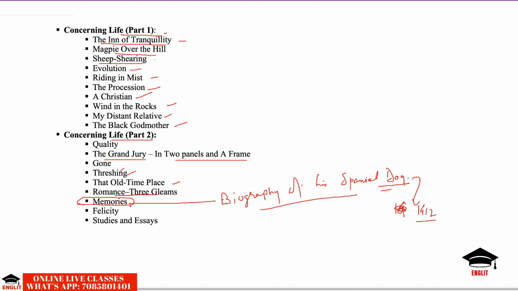This piece of literature or non-fiction is very much loved by all the dog lovers around the world. Nevertheless, it was written for his wife in order to comfort her, soothe her, console her. And it was a biography of this dog. Dog का नाम क्या था? Chris. Then Felicity. Studies and essays, they are these essays only.